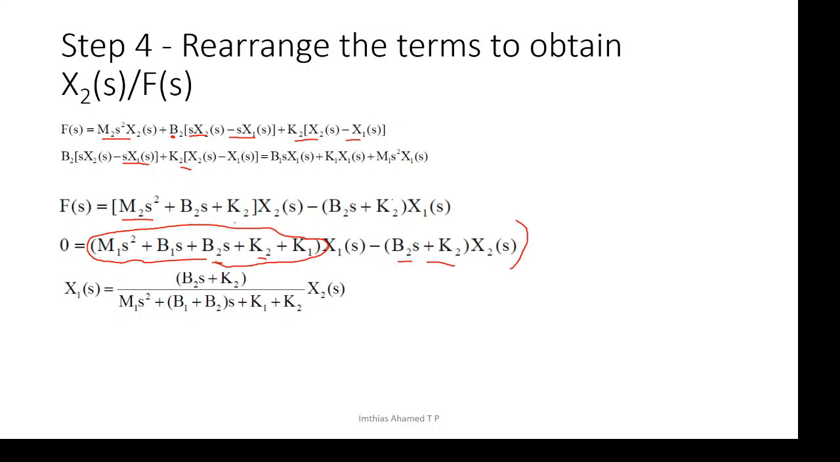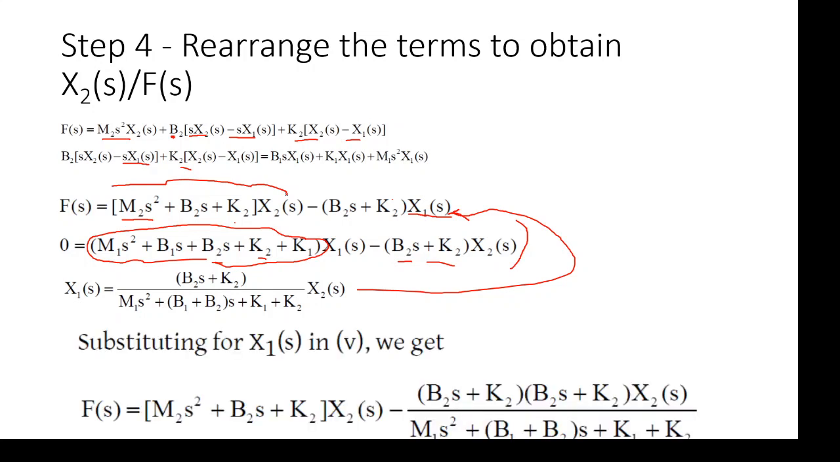What is the next step? Can anybody tell? You think, here there is x2 and x1. I want to retain x2. So I will substitute for this x1. I'll put this x1 here. So I'll get F(s) is equal to (m2 s square plus b2 s plus k2) plus k2 into X2(s) minus (b2 s plus k2). Instead of X1(s), I'll substitute this. That is there in the next slide.